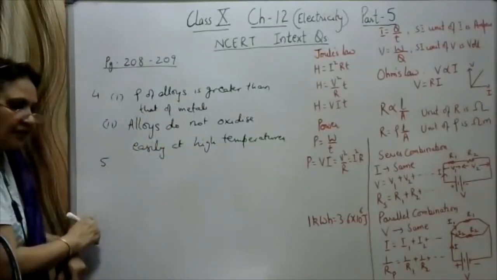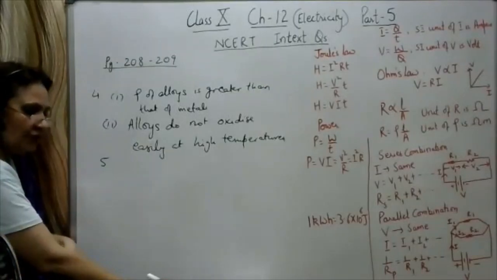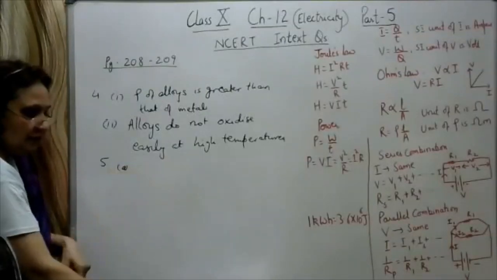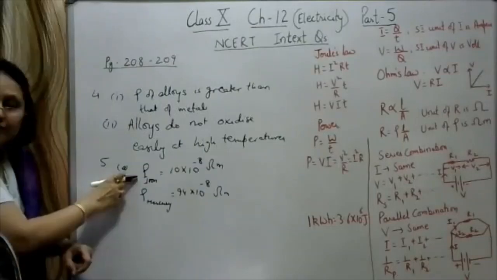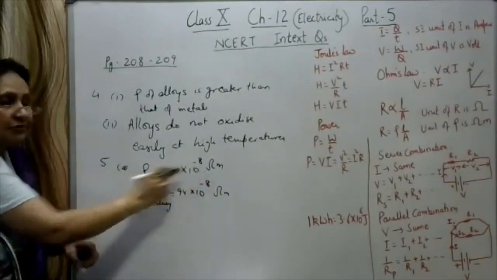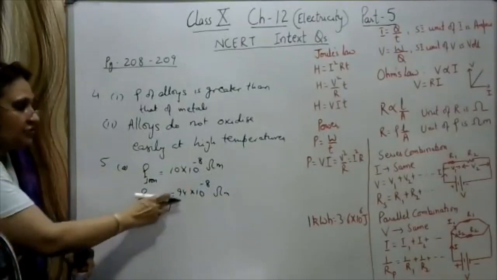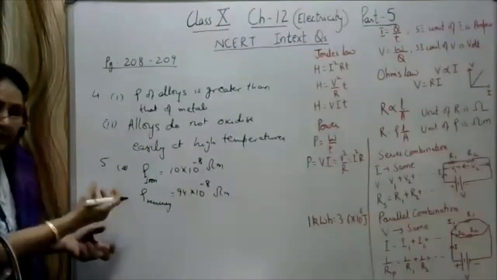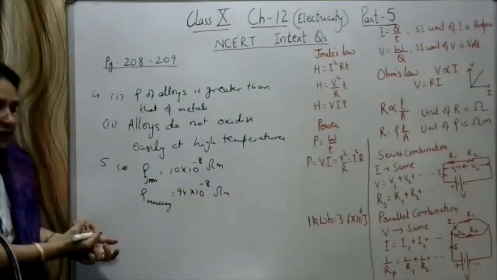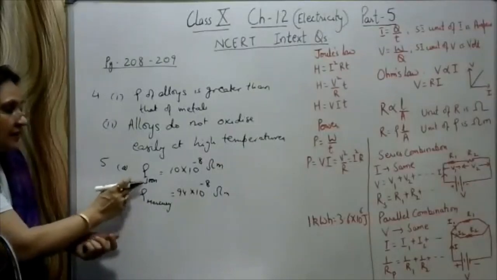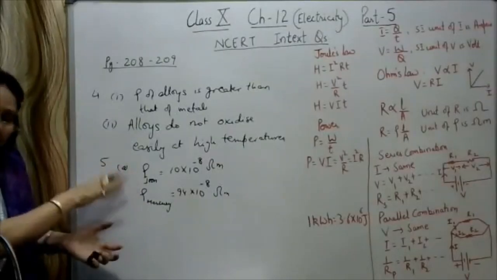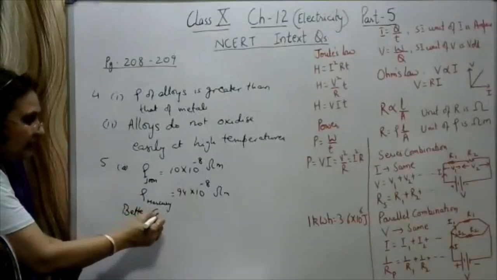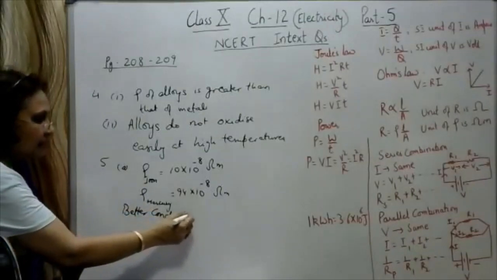Question number 5 is: use the data in table 12.2 to answer the following. Which among iron and mercury is a better conductor? See the table, which is given on page 207. From the table, the resistivity of iron is given as 10 into 10 raised to the power minus 8 ohm meter, whereas the resistivity of mercury is given as 94 into 10 raised to the power minus 8 ohm meter. How do we define resistivity? It is the resistance of unit length and unit cross-sectional area. As the resistivity of iron is less, its resistance will be less, and hence it is a better conductor. So iron is a better conductor as compared to mercury.